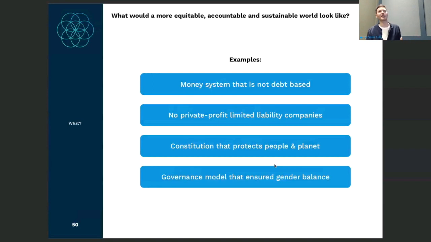So we have not-for-profit structures, they already exist, and some of the most innovative companies in the world are in fact not-for-profits. But essentially what they do is they exist for the benefit of the community, which in that case is the stakeholders of the company, as opposed to for the benefit of typically a few or maybe several individuals. A constitution that protects the people and the planet.